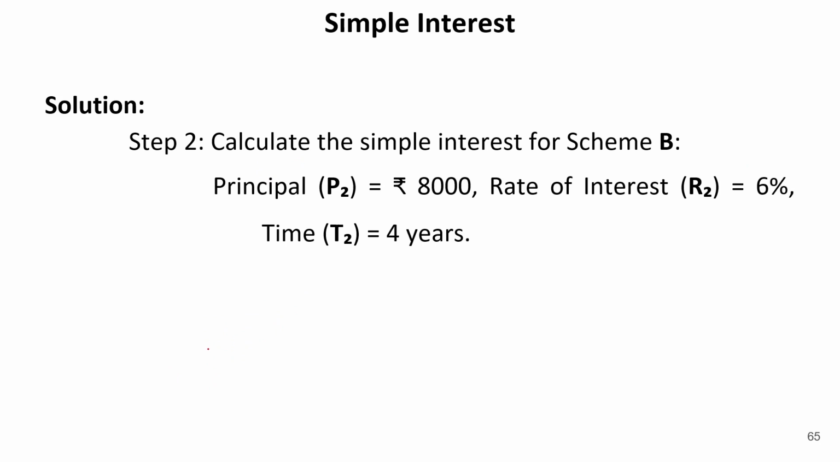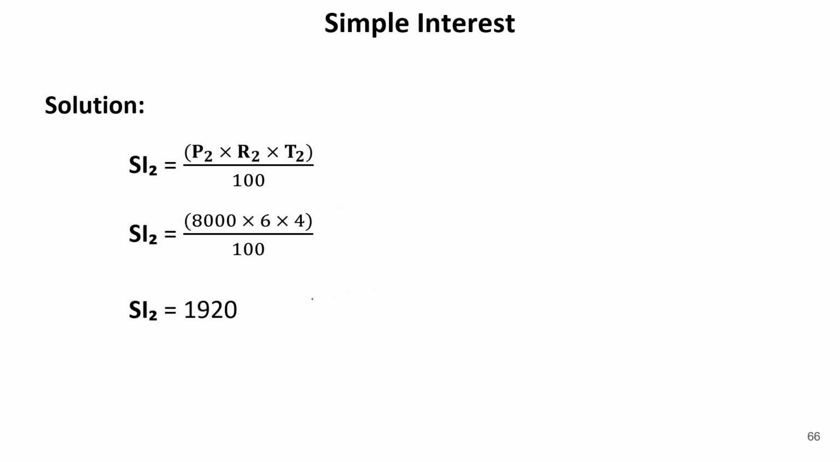Okay. Now calculating the simple interest for scheme B: principal amount P2 is 8,000, rate of interest is 6%, and time is 4 years. So 8,000 into 6 into 4 by 100 is the simple interest, right? That is equal to nothing but 1,920.